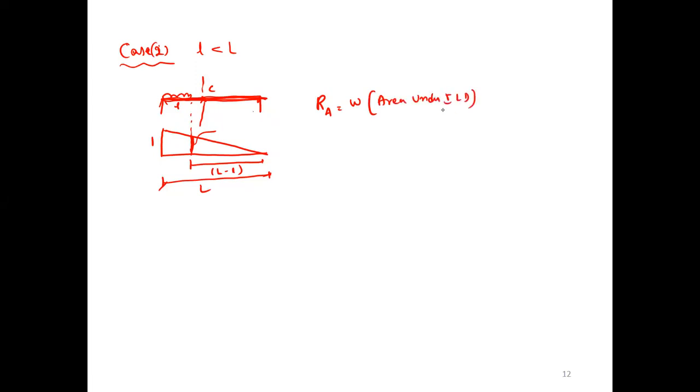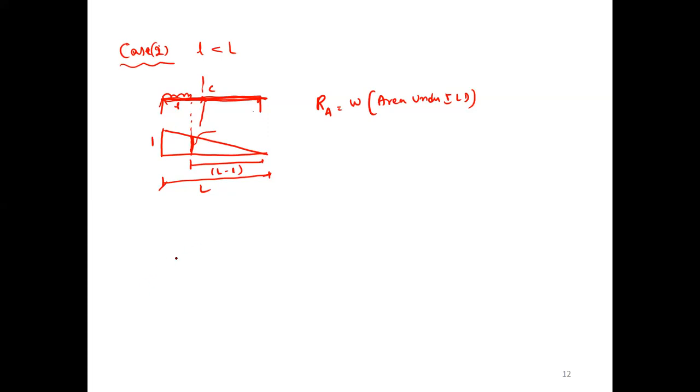Area under ILD. So what area do you have to choose? This particular UDL area comes into the picture. This particular UDL area you have to consider. In some cases, if you put it here, you get the maximum reaction. If they ask for reaction, you can compute it in any other way, you just mark the proper answer. But generally, they will focus on shear force and bending moment.